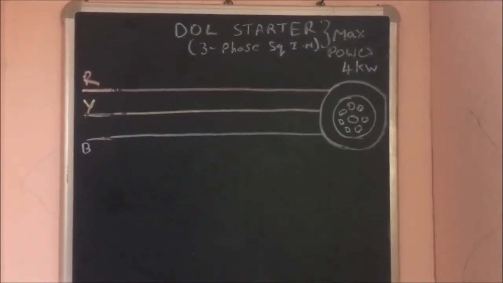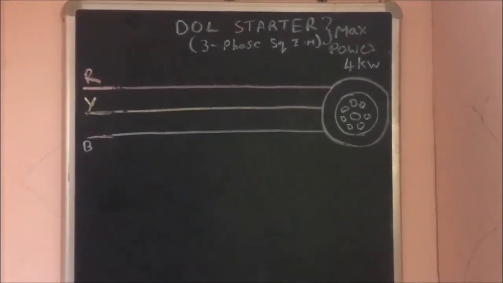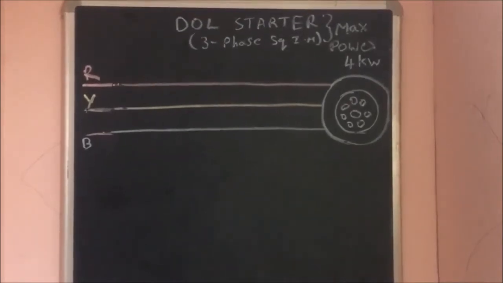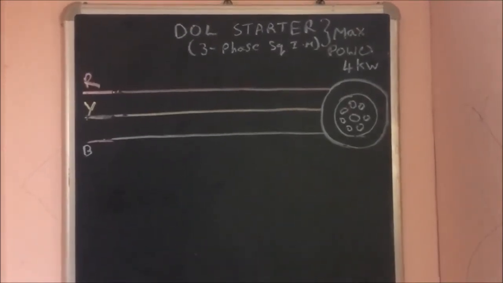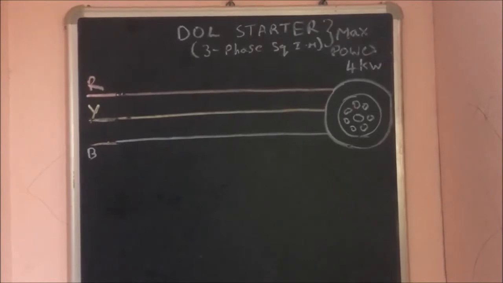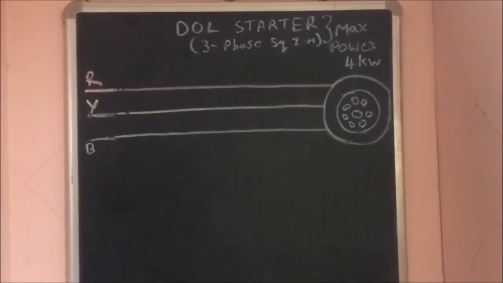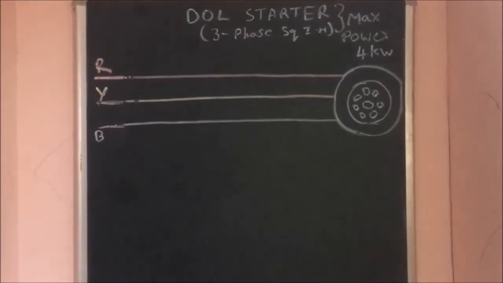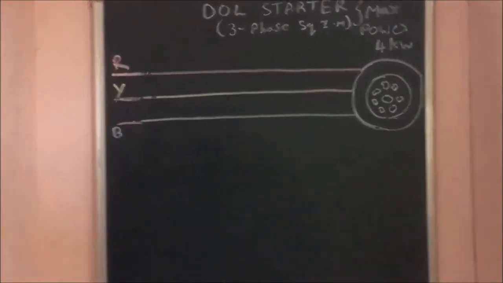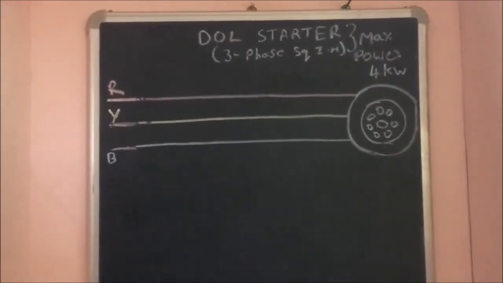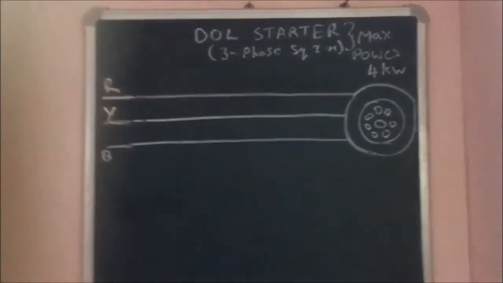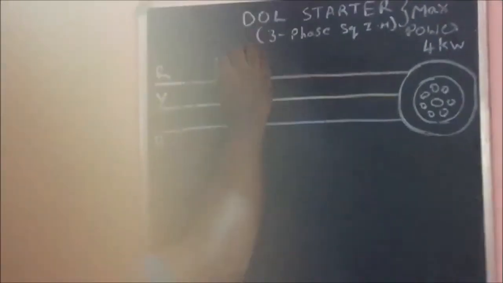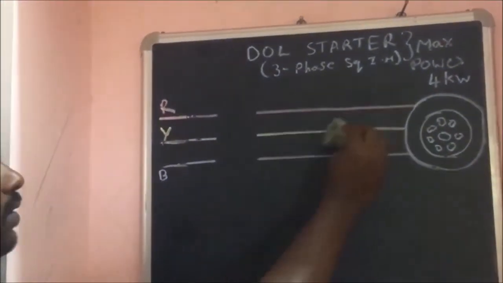Listen, I am going to draw the diagram first. From an exam point of view, for starters 50 percent of the marks are for the diagram only. If you know the diagram, all the remaining things are easy. Therefore take a paper and first of all try to draw the direct online starter diagram.